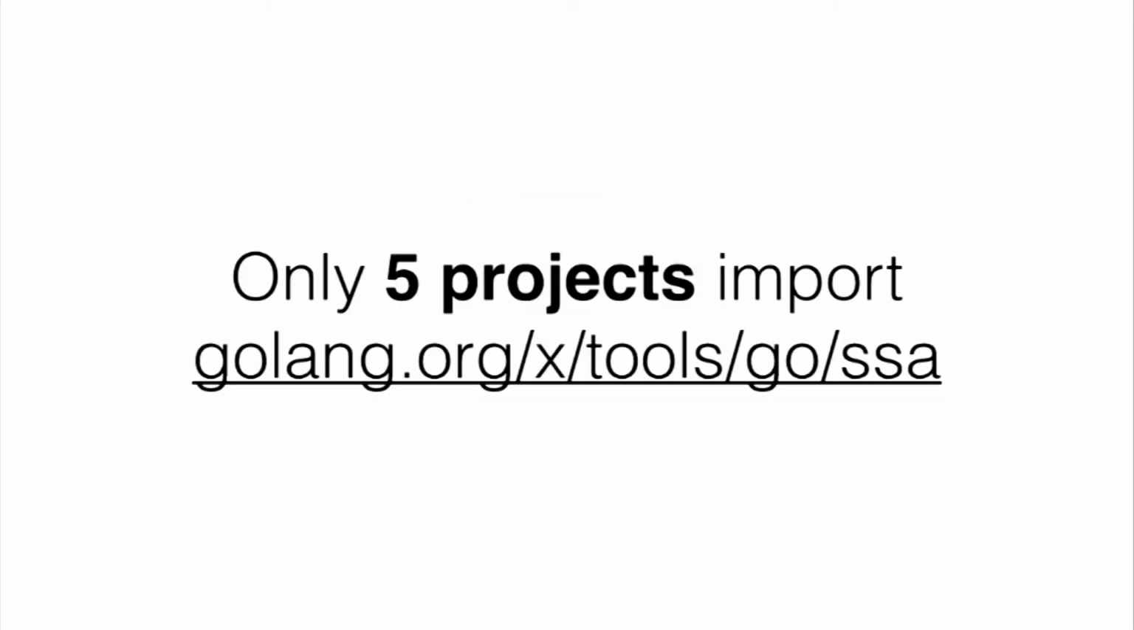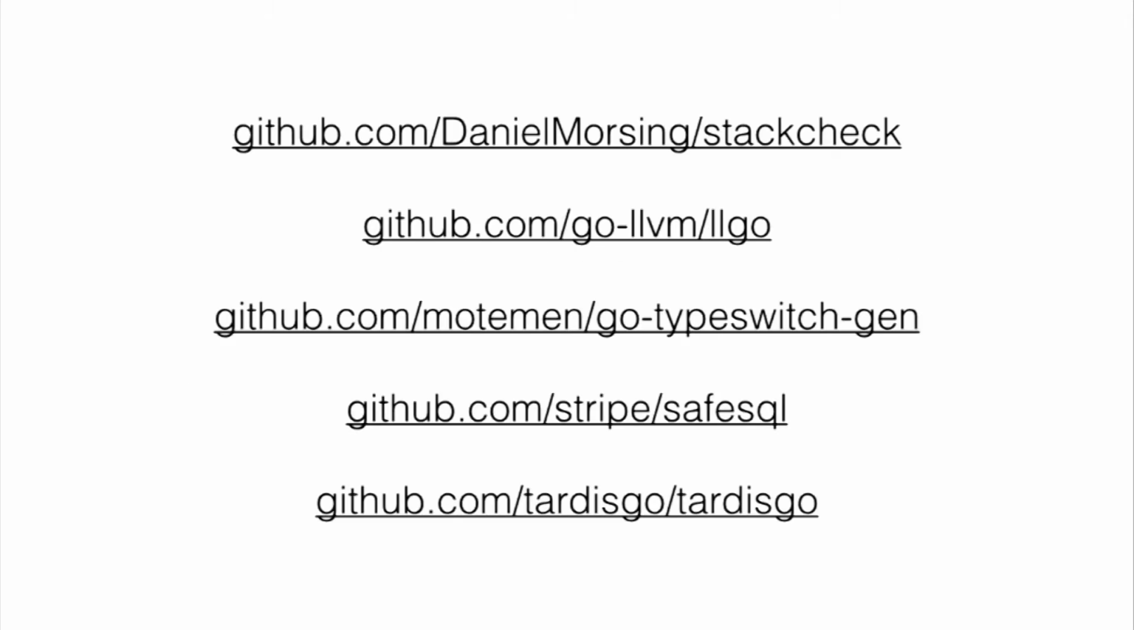While go/ast is really popular, you go on godoc.org, and only 5 projects import the SSA package. It's very powerful, but I feel like it's the most underappreciated package in the Go community. And how few is 5 projects? You can fit them all on one slide, and this is everyone out there that actually imports it.